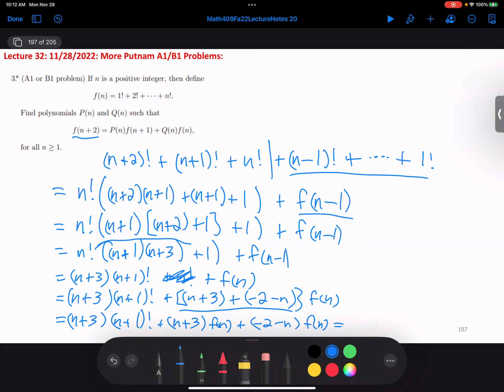And so what's going to happen here is, if we expand out, wait a second, sorry. You'll have n plus 3 times f of n plus 1 in the first two terms. Because if you factor out the n plus 3, you get n plus 1 factorial plus f of n. So this is going to be f of n plus 1. Oh, the first two terms give you n plus 3 times f of n plus 1. Oh, yes, I see what's happening. So we're factoring out the n plus 3 here.